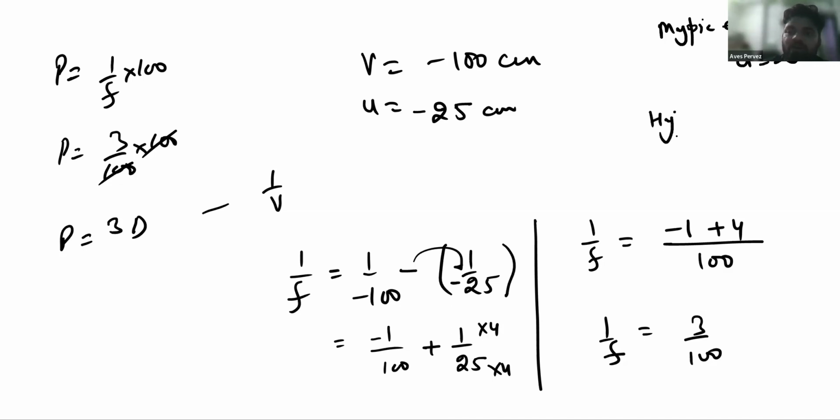And for hypermetropic eye, U is minus 25 centimeter. Got it? You need to keep this in your notebook. Note it down. For hypermetropic eye, when you need to calculate the focal length or the power of the lens while solving the numerical, you have to use this. For myopic eye or short-sightedness, U is infinity. And for hypermetropic eye, we have U as minus 25 centimeter. Note it down, then the question will be easier for you.